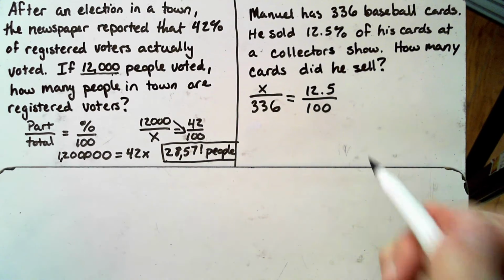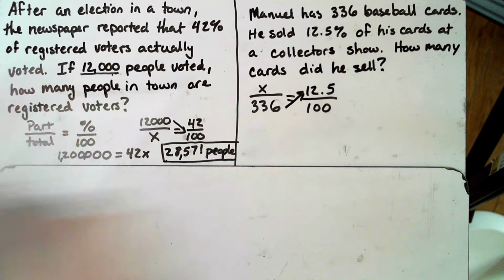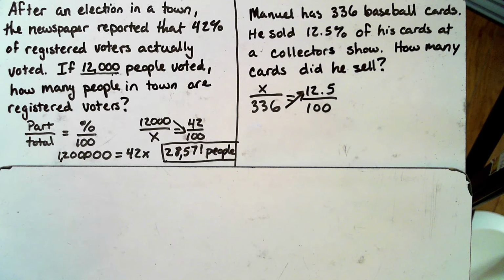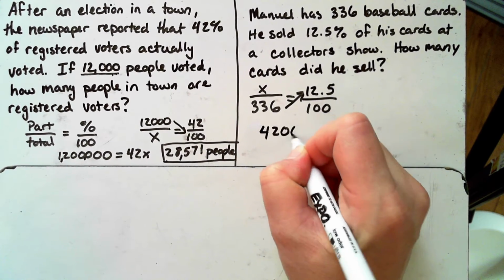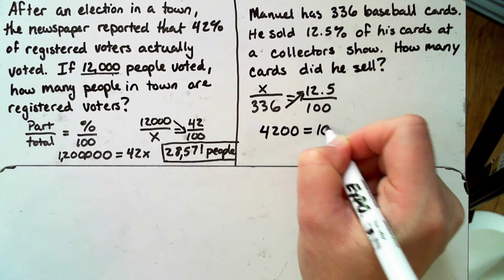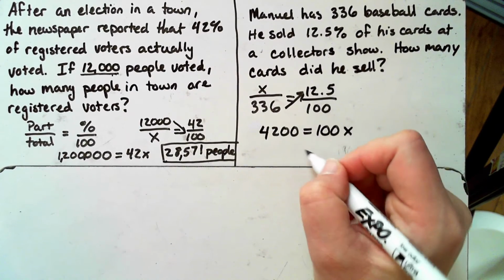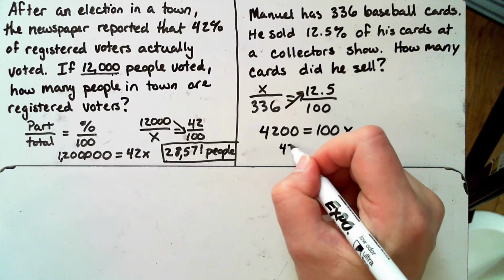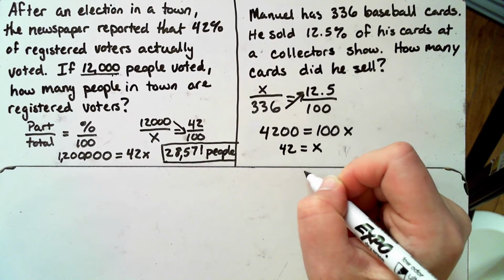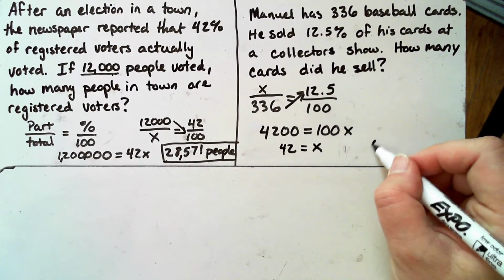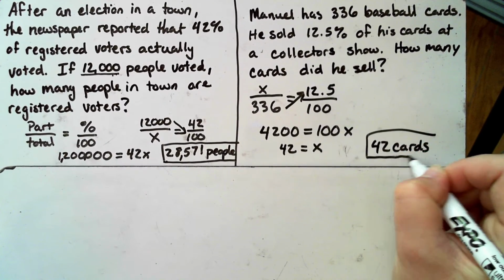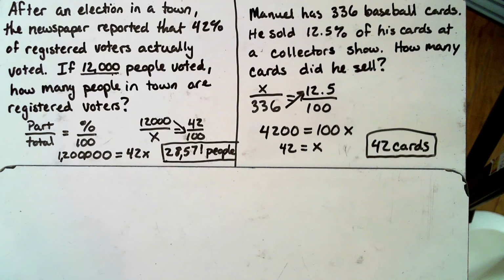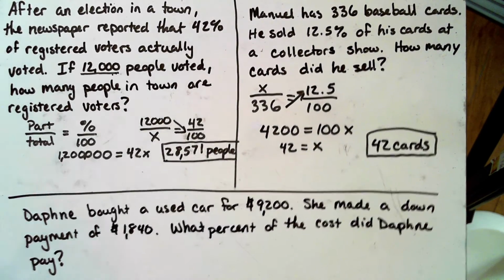So now we're going to solve using a cross product. In my calculator, I'm going to do 336 times 12.5 to get 4200, and that equals 100 times X. And then I divide by 100 to get 42. So Manuel sold 42 cards. And that's my answer. Now we have one more question.